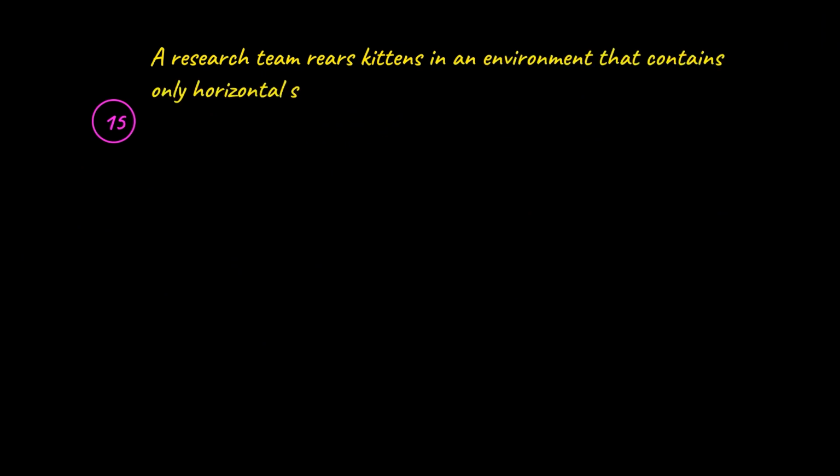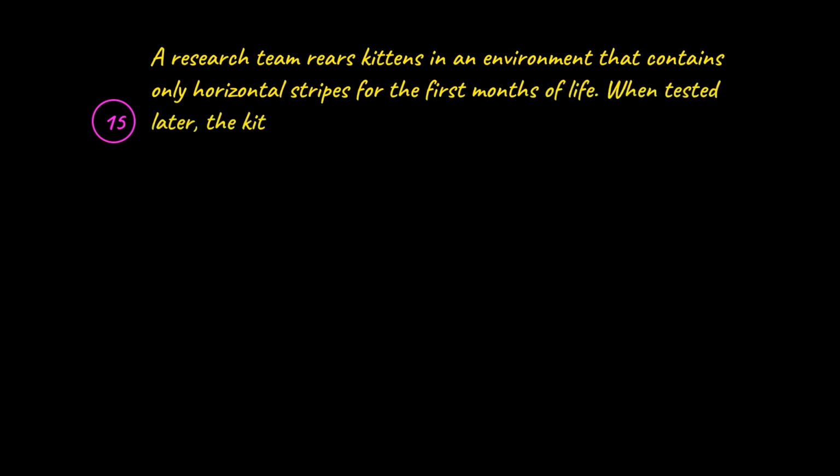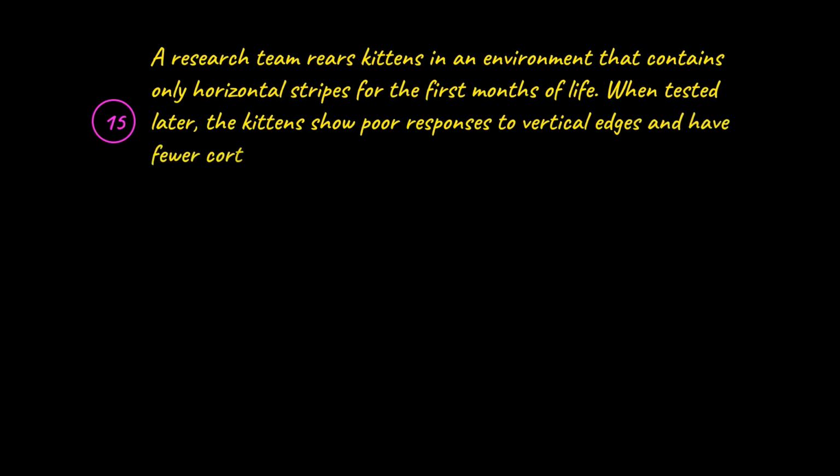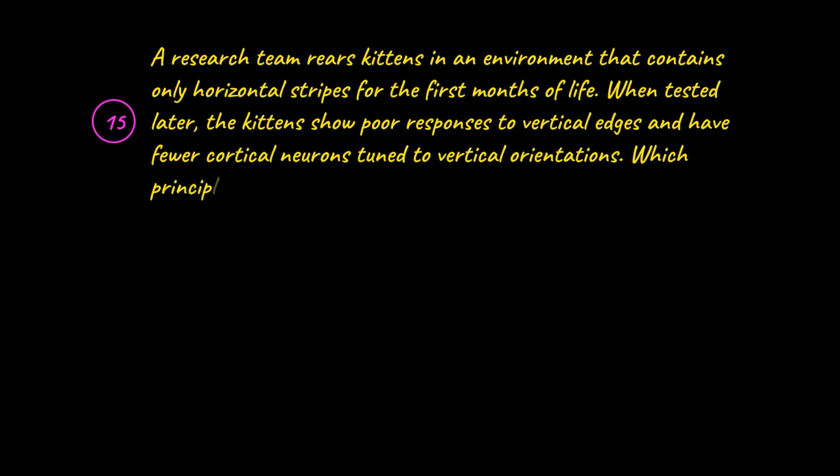Question 15. A research team rears kittens in an environment that contains only horizontal stripes for the first months of life. When tested later, the kittens show poor responses to vertical edges and have fewer cortical neurons tuned to vertical orientations. Which principle does this finding illustrate?